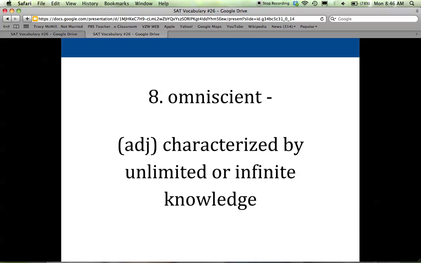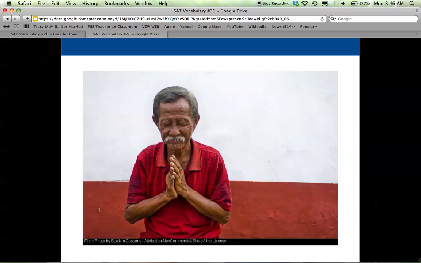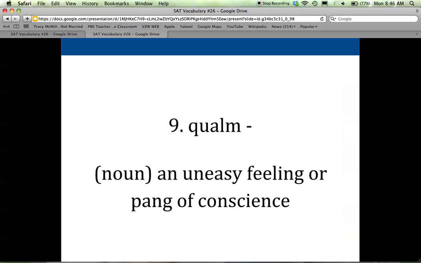Omniscient is describing someone or something that's characterized by unlimited or infinite knowledge. So they know all. And when you think of omni, it means all in Latin. So I always think of omniscient as all-knowing. Someone or something, whether it's a person or a character in a book or a god that just knows everything, has this unlimited or infinite knowledge of the universe or the meaning of life or whatever. And this person here clearly looks like he has some kind of spiritual connection, believing in maybe an omniscient power.